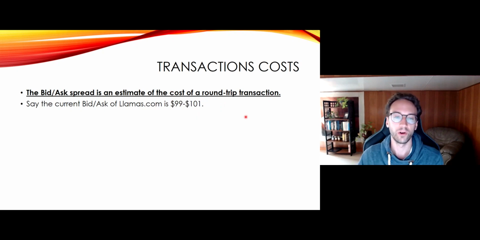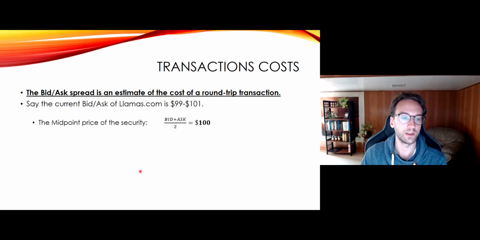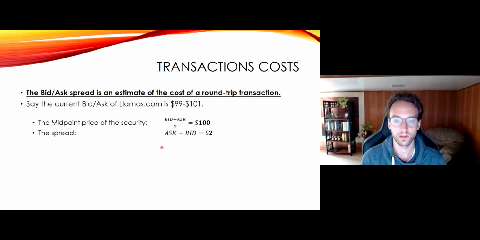Okay, so the midpoint price of the security is right in between 99 and 101. It's 100. And you can do this formally by doing bid plus ask divided by 2. That gets you the midpoint between the bid and the ask. Now the spread in this case is just the difference between the bid and the ask. You'll hear this word thrown about a lot when traders talk about stuff. The spread is $2. The ask minus the bid.